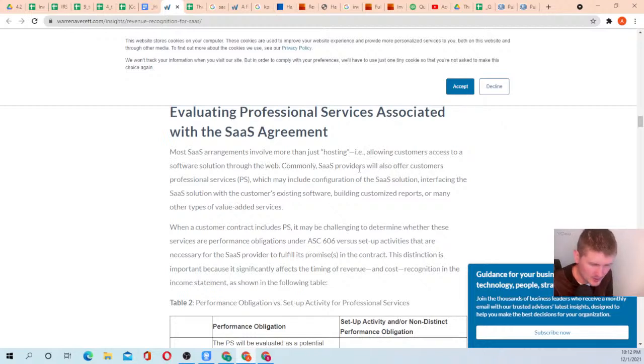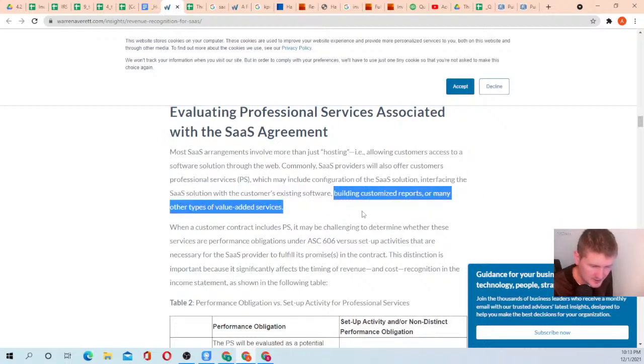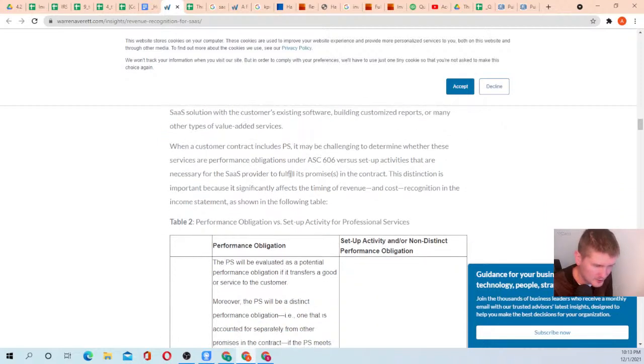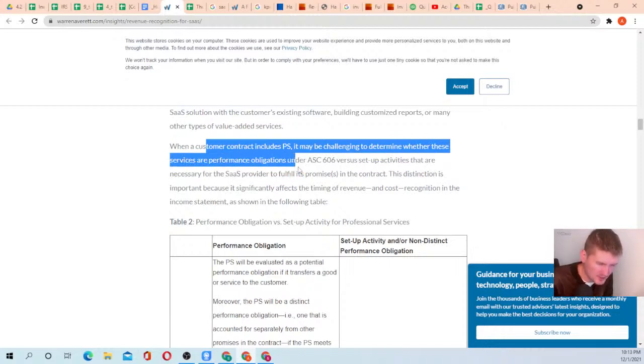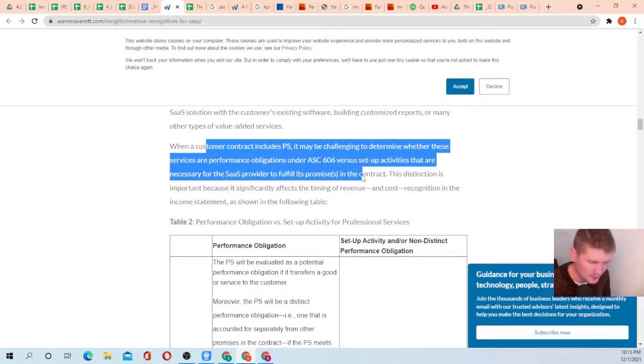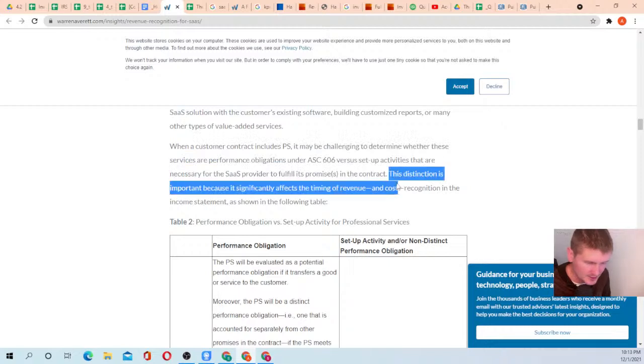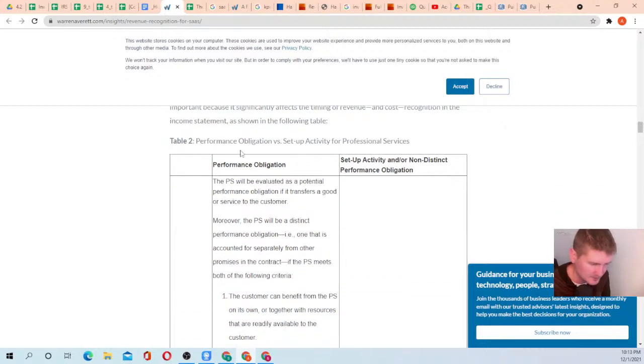Commonly, SaaS providers will also offer customers professional services, which may include configuration of the SaaS solution, interfacing the SaaS solution with the customer's existing software, building customized reports, or many other types of value-adding services. When a customer contract includes professional services, it may be challenging to determine whether these services are performance obligations versus setup activities that are necessary for the SaaS provider to fulfill its promise in the contract. This distinction is important because it significantly affects the timing of revenue and cost recognition in the income statement, as shown in the following table.